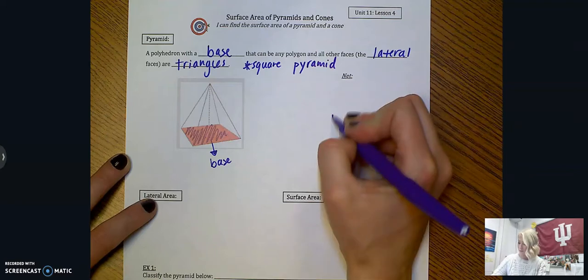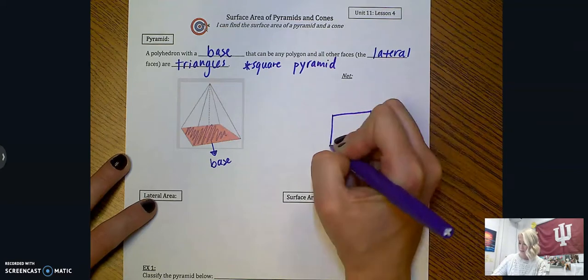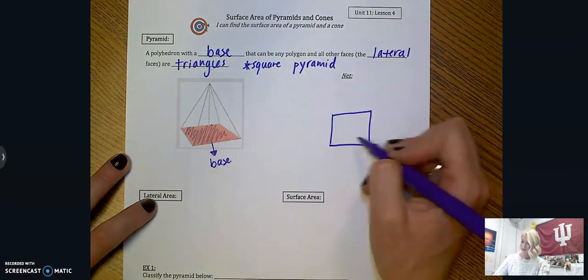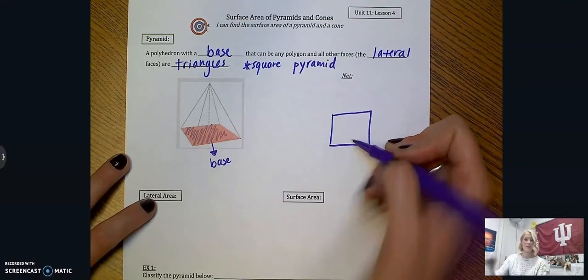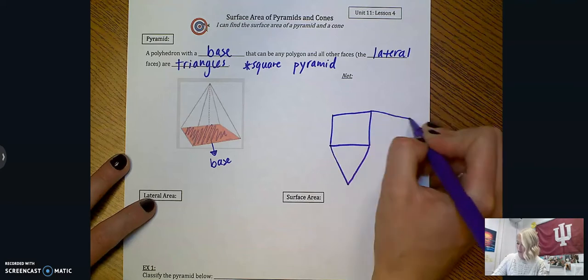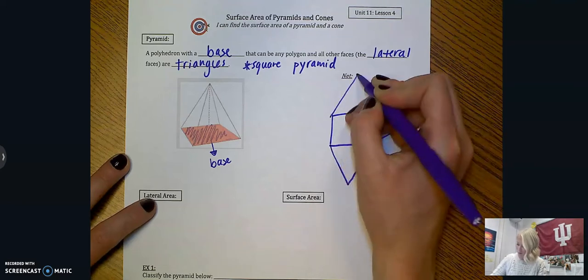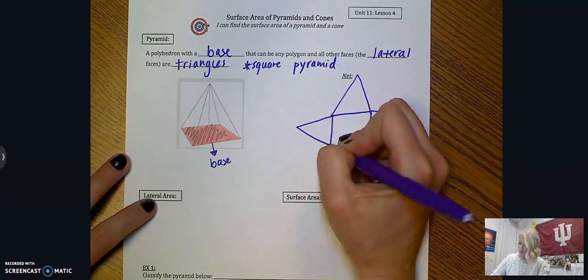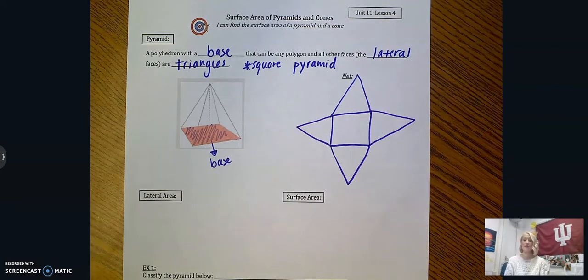FYI, let's draw the net. I always start by drawing the bottom. It's a square on the bottom, everything else is a triangle, and it unfolds kind of like that. There's one off of each edge of your base. Not perfect, but there it is. So there's my net. Let's label a few other parts of this pyramid here.